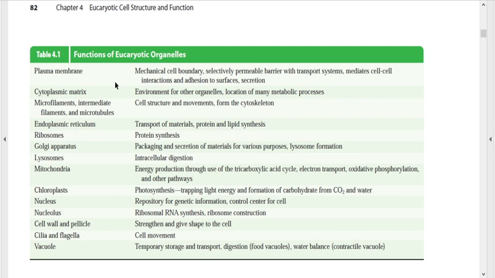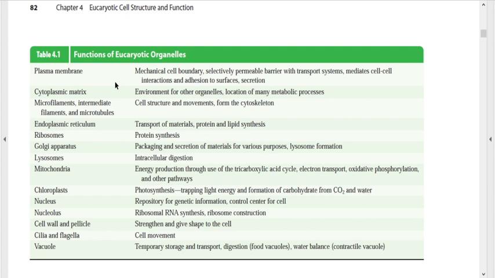Next is the chloroplast. The chloroplast has a pigment called chlorophyll, which traps solar energy, helping the synthesis of food in all green plants. They are responsible for photosynthesis, and they are also responsible for forming carbohydrate, the principal food component, from carbon dioxide and water. The nucleus is the control center of the cell, and it is also a repository for genetic information. And in the nucleolus, rRNA synthesis is done, and ribosome construction is also done.